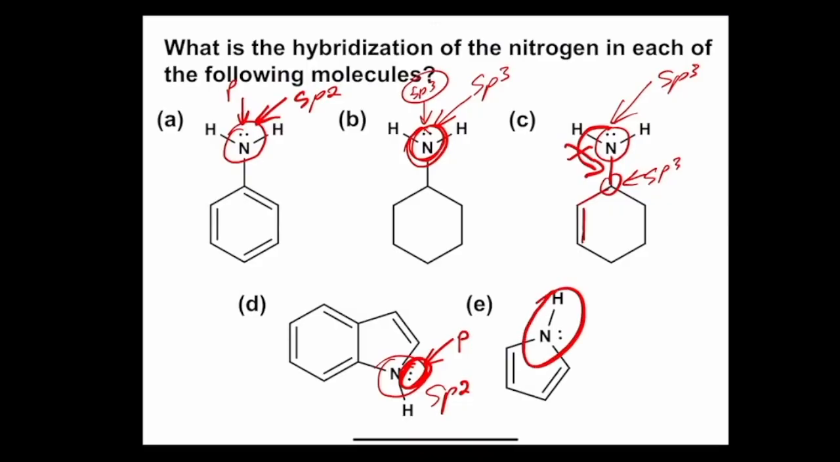Last one. That nitrogen is, altogether, sp2. The lone pair is in what orbital? P orbital, that's right. So we're just going through these and identifying cases where resonance exists. Yes?